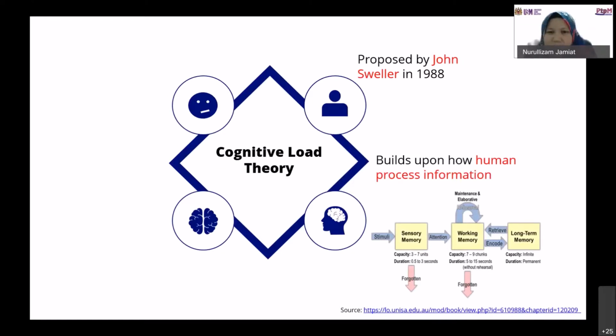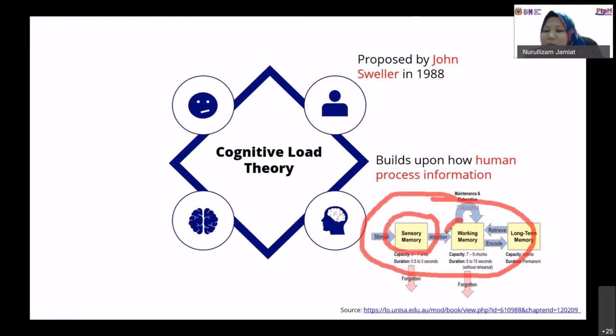This figure here, let me use my annotation, is the model of information processing. Sorry about that. As you can see, there are 3 types of memory: sensory memory, working memory, and long-term memory. You can click the source later. I will share the slide later.